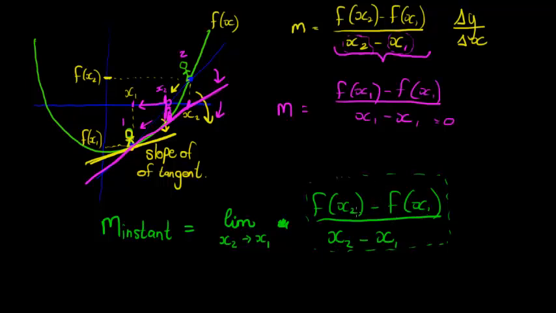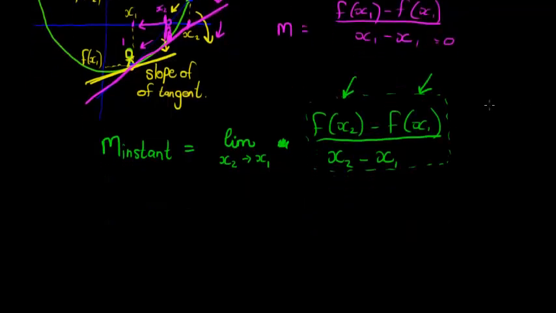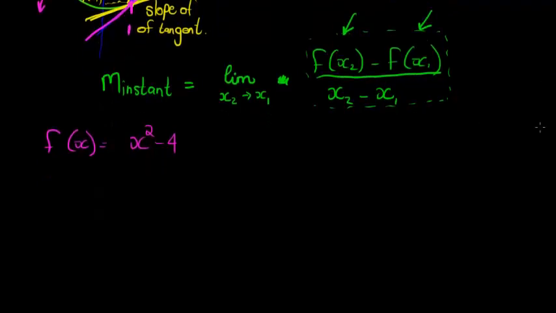Now, I can't simplify yet, because I only have f here. I would need to do an example. So let's take this one as an example. Let's say my f of x is equal to x squared minus 4, and I'm working at the point where x is 1. So if someone is at the point where x is equal to 1, what will the gradient at that point be? Let's substitute into that.